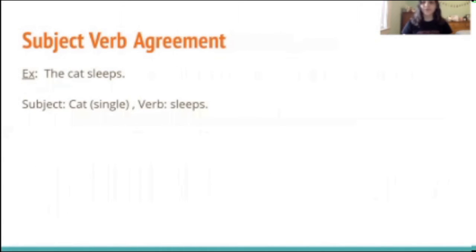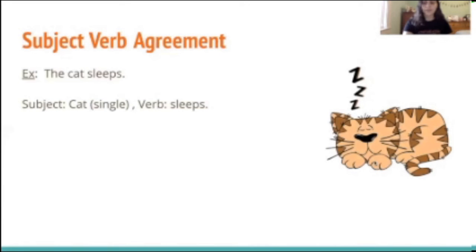Subject-verb agreement is just making sure that the subject of a sentence matches up with the verbs. If the subject is singular, then the verb must also be singular. If the subject is plural, then the verb is plural. For example, the cat sleeps. The subject, cat, is singular. There's only one cat in this sentence. That means that the verb must also be singular. Sleeps is a singular verb. Singular verbs often end with S, while plural verbs often end without an S.